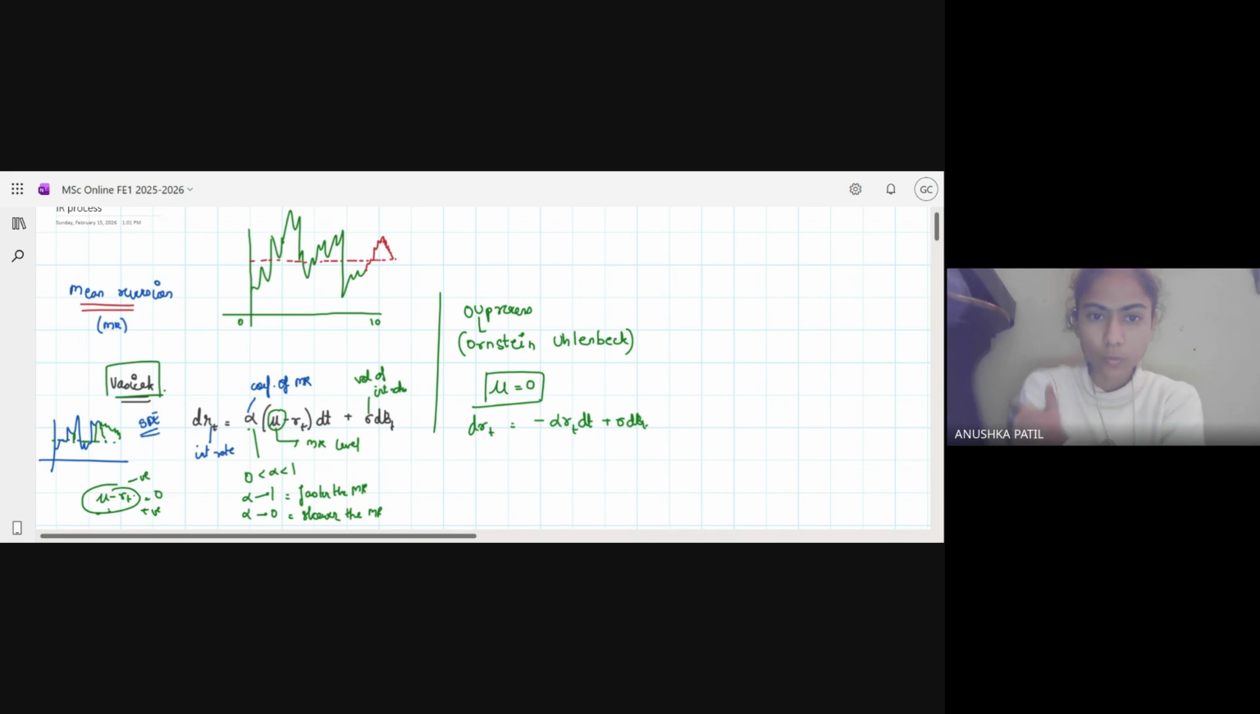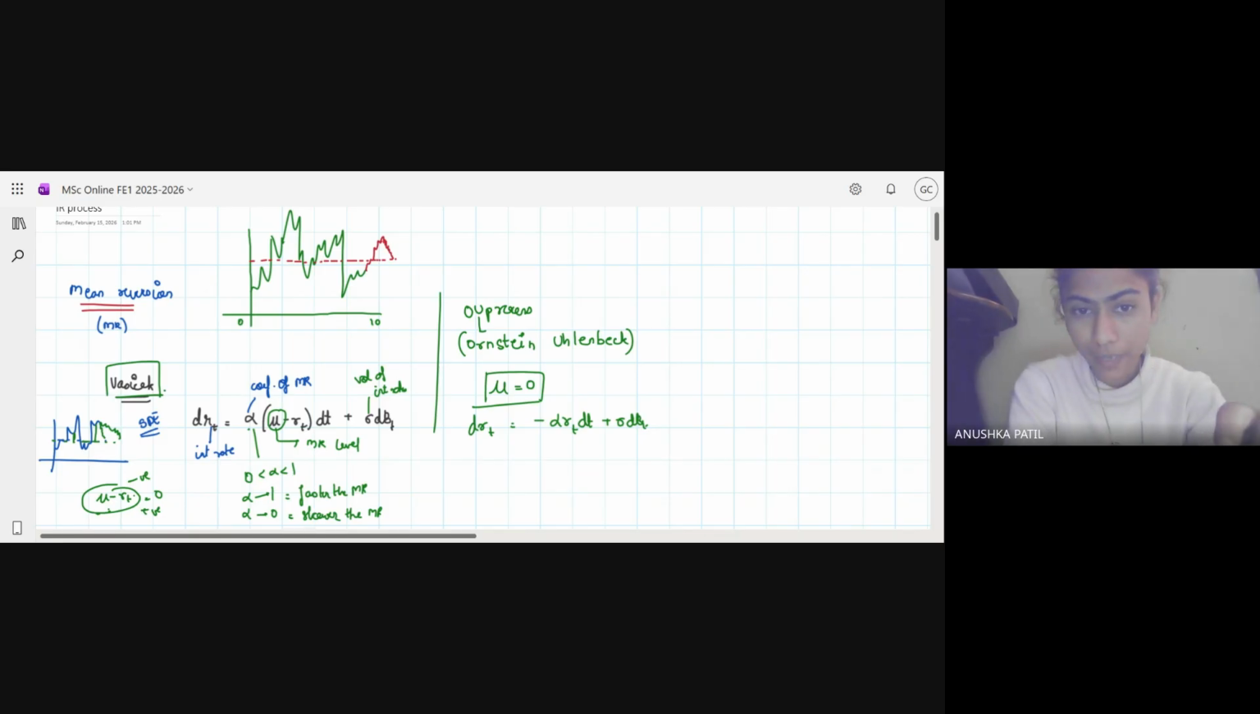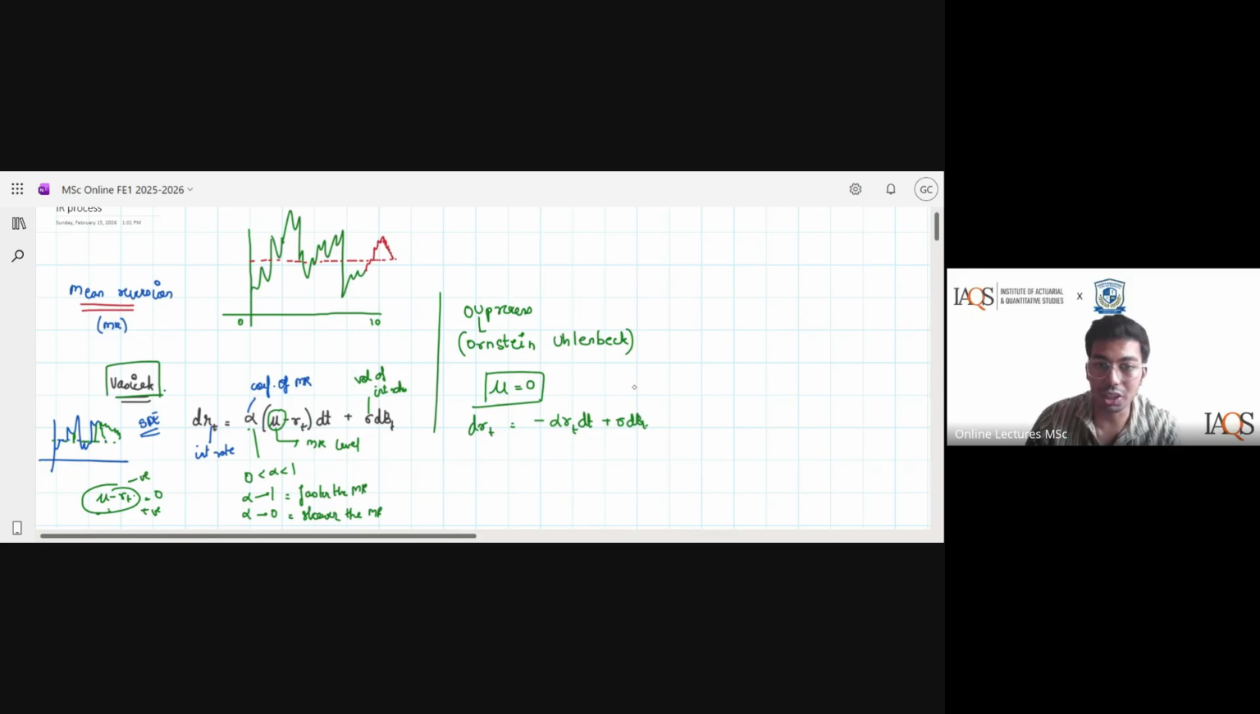Sir, in this OU process, if mu is equal to 0, then why can't all the parameters become 0? Why? Why that parameter, meaning minus alpha R_t dt? The drift is not equal to 0. The long-term mean reversion level is 0. Only this parameter is 0. In this case, the drift is alpha times (mu minus R_t). That is the drift. I'm not saying the drift is 0. This mean reversion level is 0. Understood? Good question.